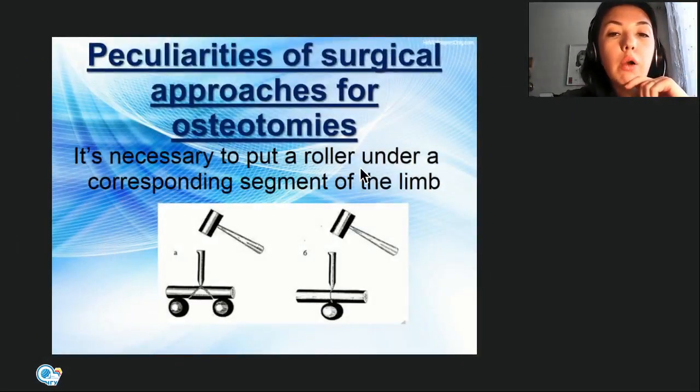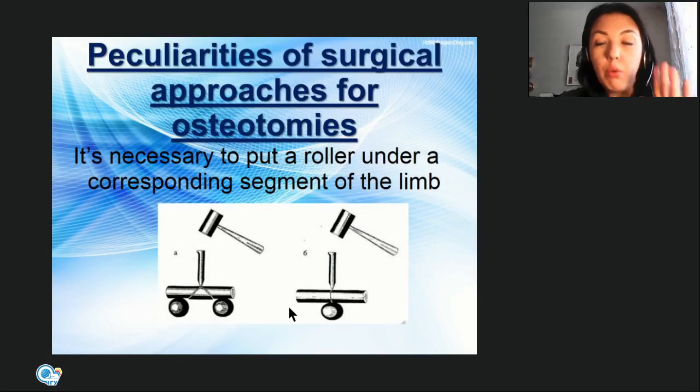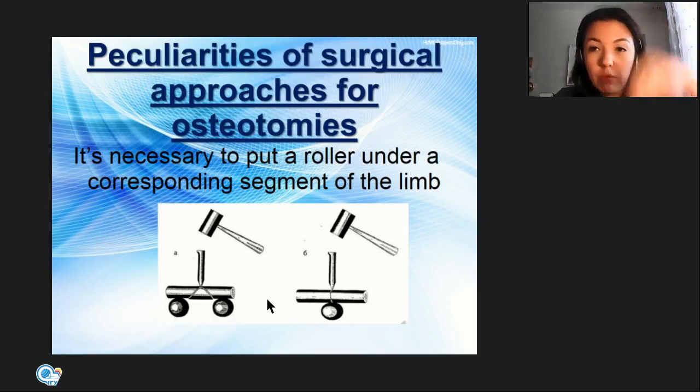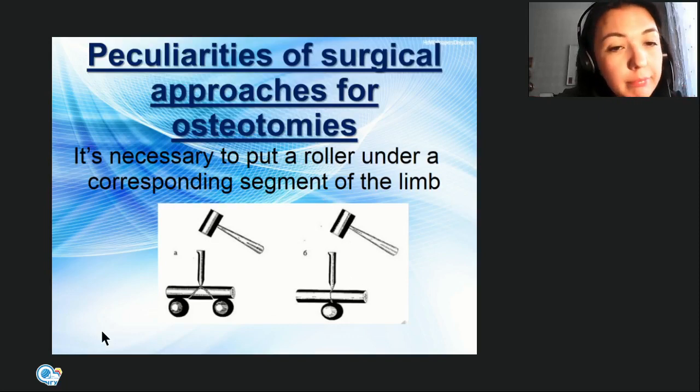It's necessary to put a roller on the corresponding segment of the limb. It's physics, it's clear. If you do not put a roller, and you start beating on the bone and under the bone there is nothing, then this incision will spread to those places where there is a support. That's why you should put a support right under the place where you are performing osteotomy. And this is a hammer which you use to beat the osteotome.